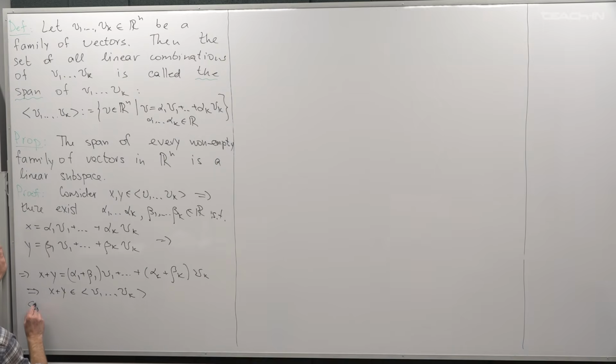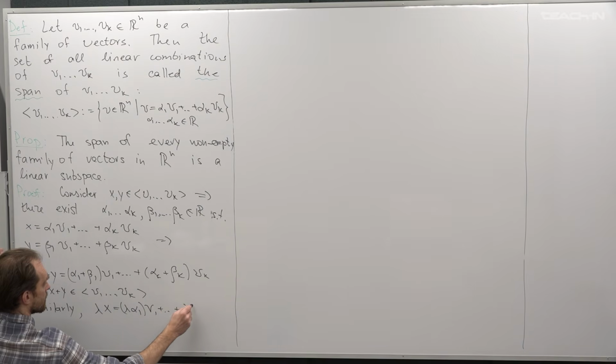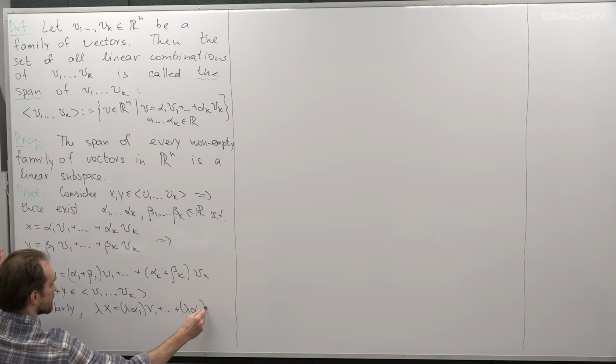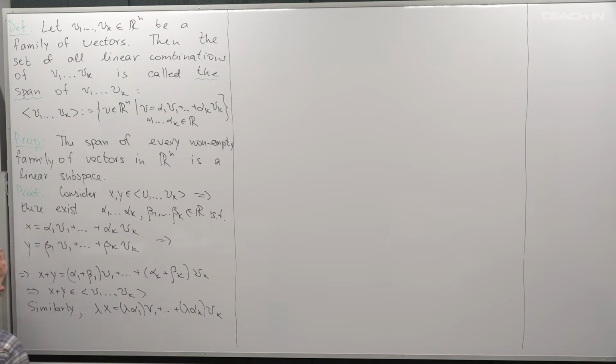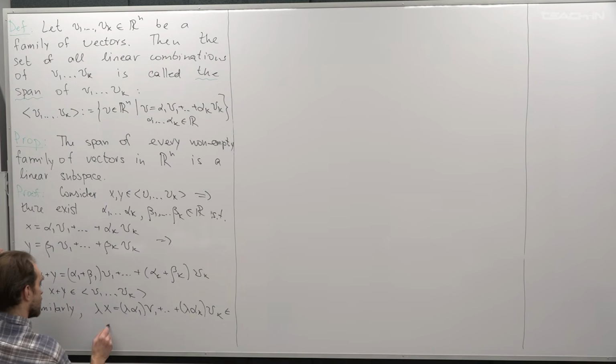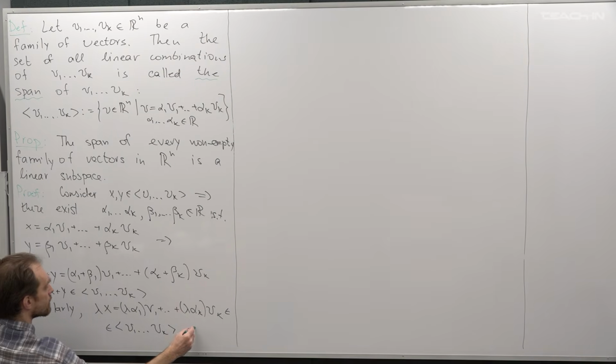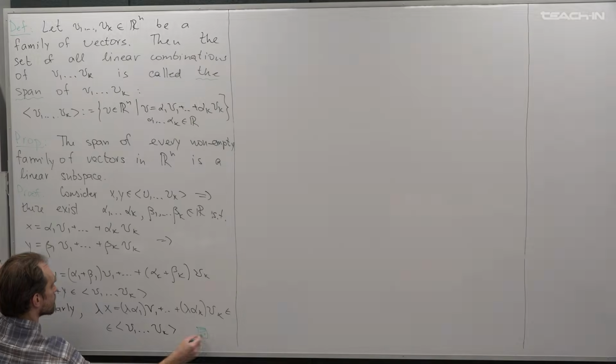So similarly, lambda multiplied by x is lambda alpha 1 times v1 plus etc. plus lambda alpha k times vk, and so it also belongs to the span of v1 etc. vk. So this proves our proposition.